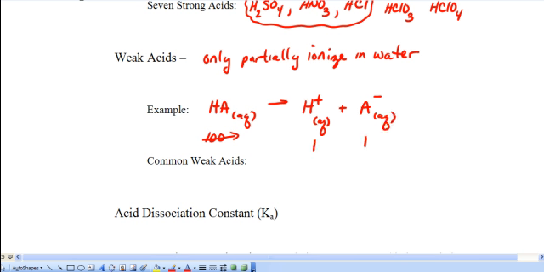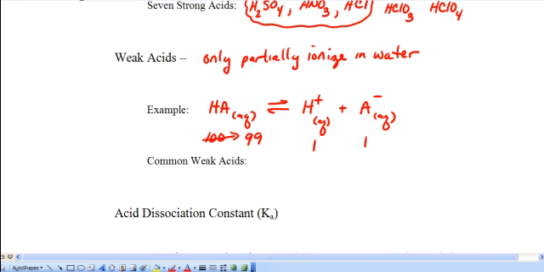In fact, 99 of them would stay on the left, and you would have an equilibrium situation where both the forward and the reverse reactions are happening at the same time, etc., etc. So only about 1% of these things actually dissociate.